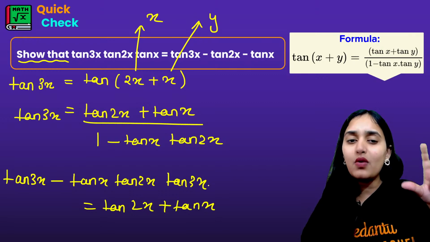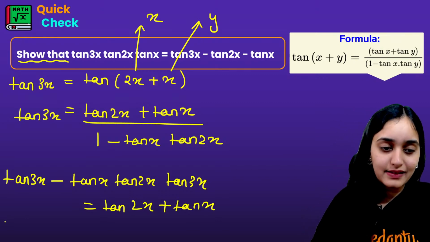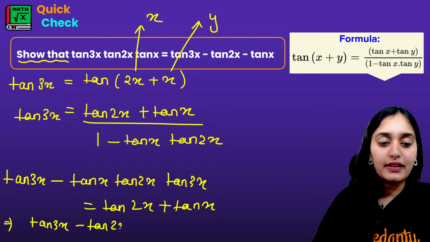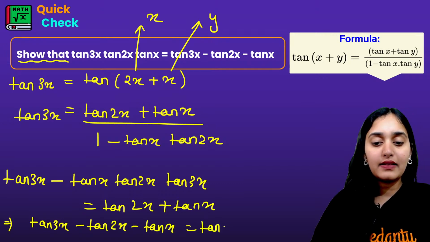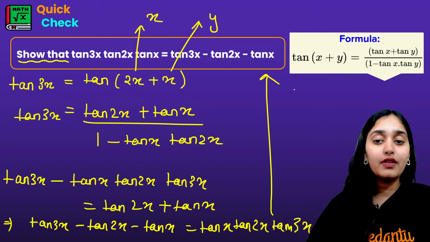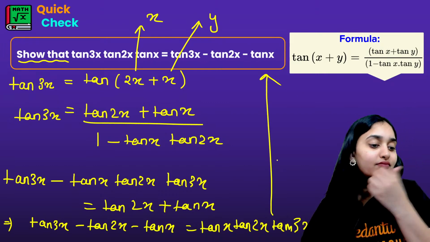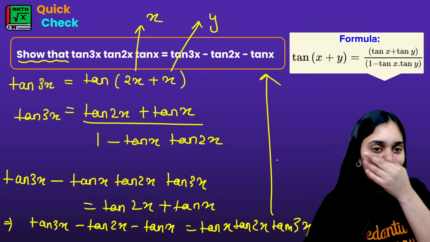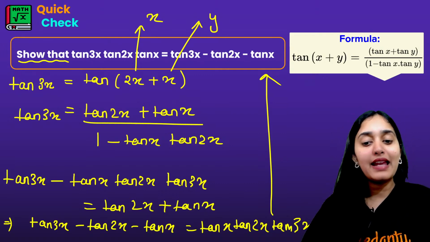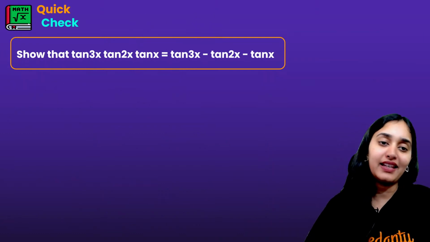Now, are we getting closer to what we needed to prove? Yes. This implies that tan 3x minus tan 2x minus tan x is equal to tan x tan 2x tan 3x. This is what we had to prove. Hence proved. This is what was asked in the question: tan 3x minus tan 2x minus tan x is tan x tan 2x tan 3x.